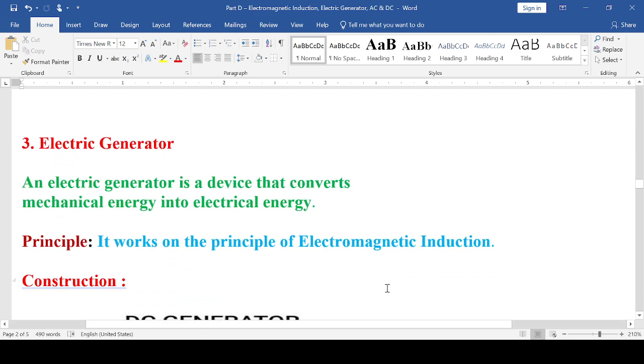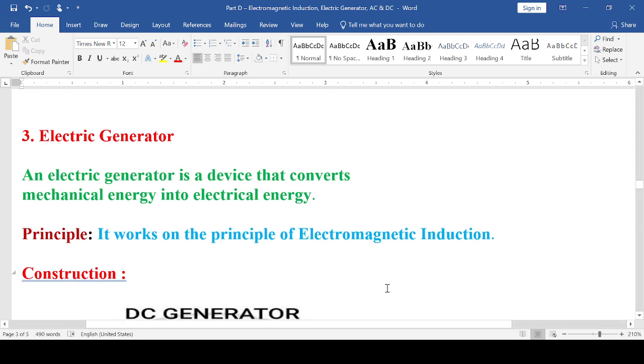Next comes your electric generator. What is an electric generator? It is a device. So what this device will do? It will convert mechanical energy into electrical energy. And what is the principle? Principle means on what principle does it work? It works on the principle of electromagnetic induction.